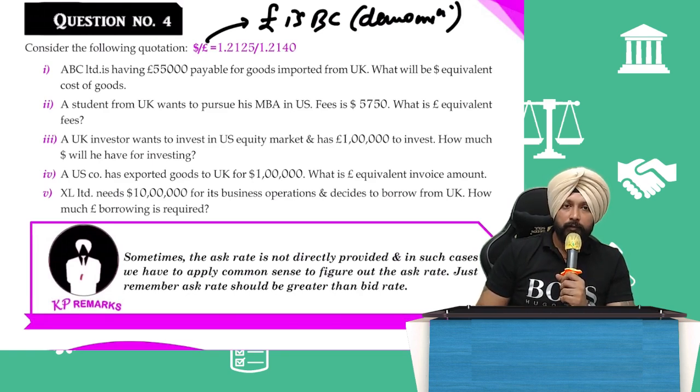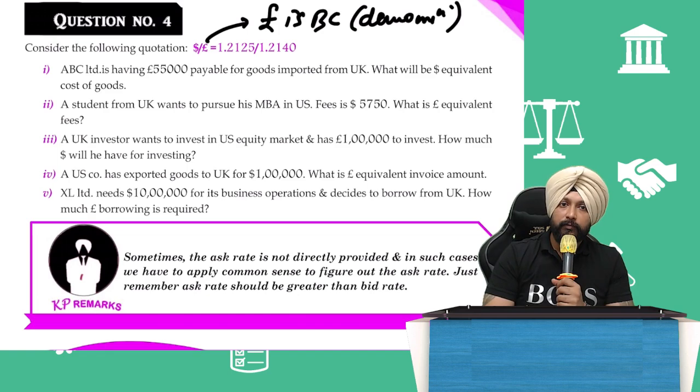Correct. They are buying pound. ABC is a US entity. It is to be understood from the question, because they are importing goods from UK.